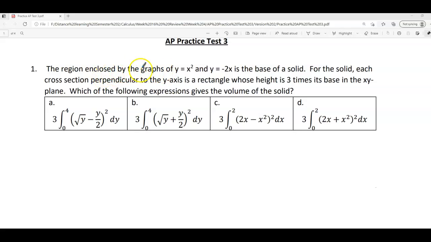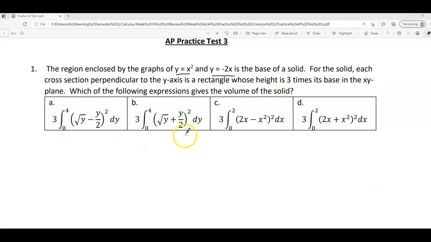Number 1, the region enclosed by the graphs of y equals x squared and y equals 2x is the base of a solid. For the solid, each cross-section perpendicular to the y-axis is a rectangle whose height is 3 times its base in the xy plane. Which of the following is the volume of the solid?